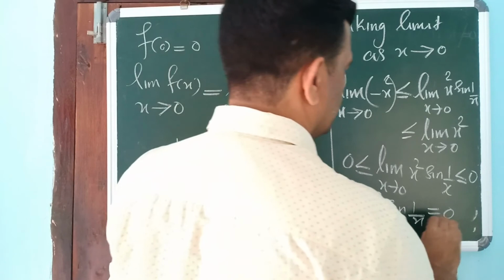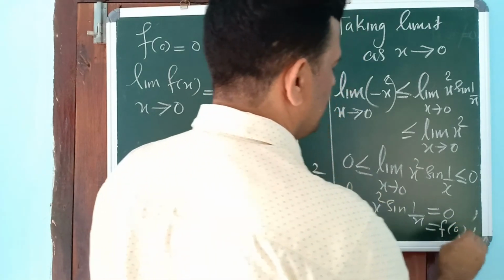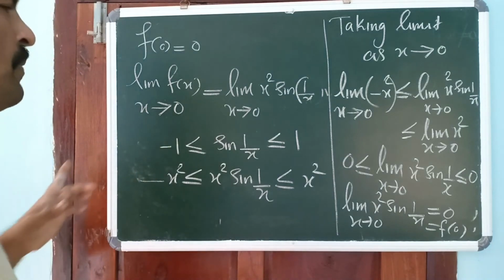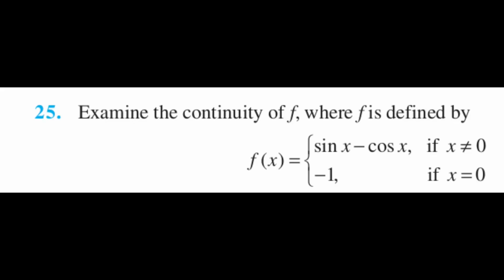That is equal to f of 0. So we can write that the given function is continuous at 0. Therefore the function is continuous everywhere.